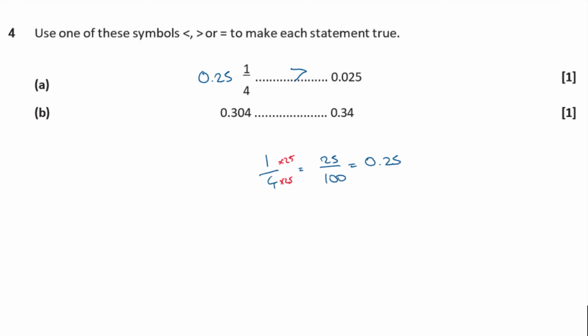0.304 versus 0.34. Now when you're comparing decimals, start on the outside and work your way in. So compare like with like. So they're the same. They're the same. And then the next digit along, I've got a 0 here and I've got a 4 there. So the one on the right is definitely bigger than the one on the left. So the sign goes that way around. 0.34 is bigger than 0.304.